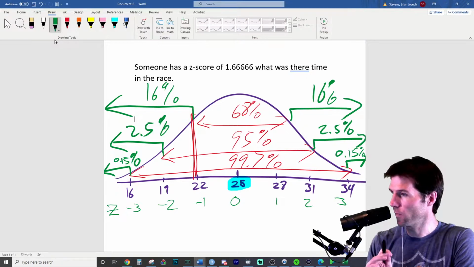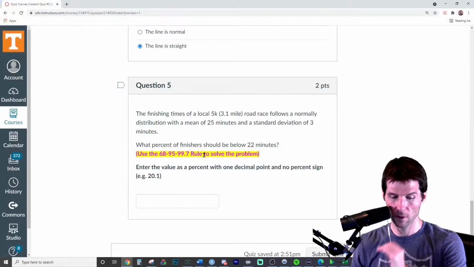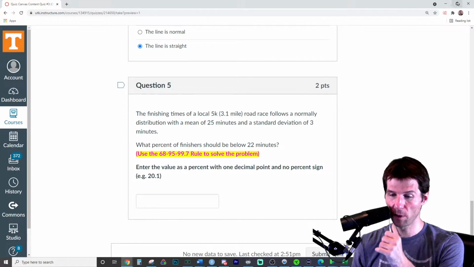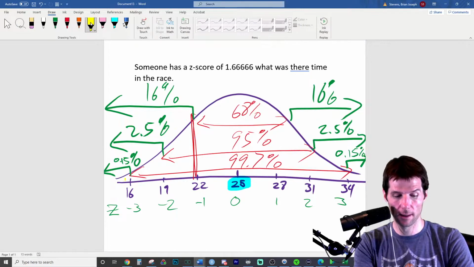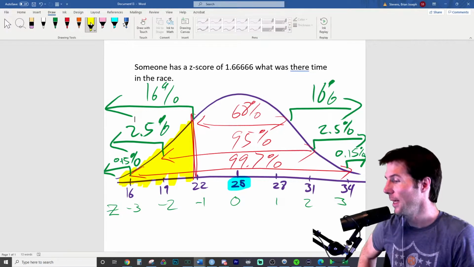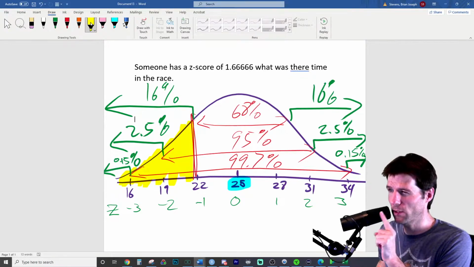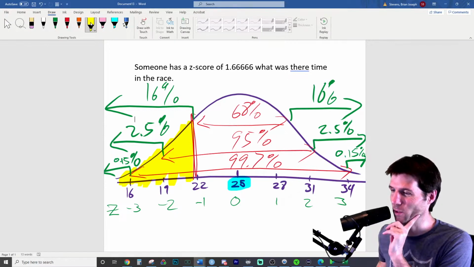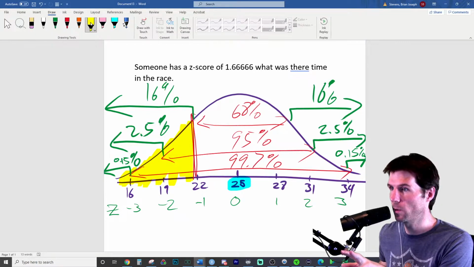And here's where you want to be careful. Because this question asks, what percent of runners finish below 22 minutes? So I'm going to go right here and shade in below 22 minutes. And the answer should be pretty obvious. Exactly, Tiffany. Excellent work. Do you see the answer to my question? Since mine says below 22, what's the answer to my question?